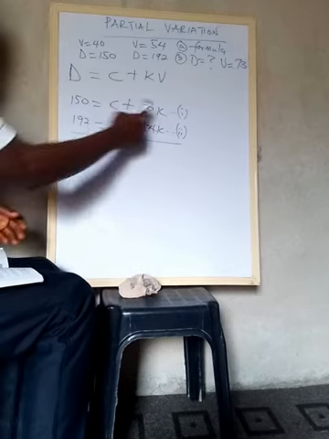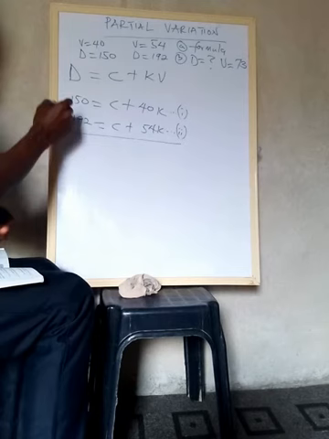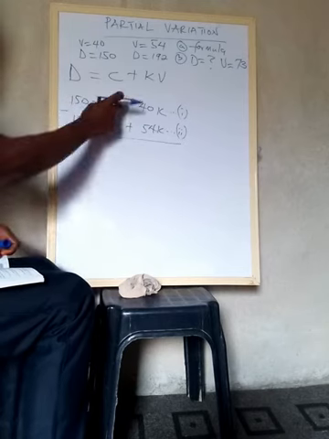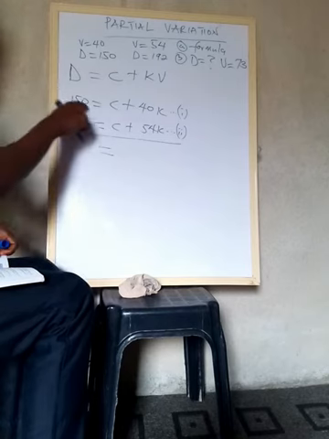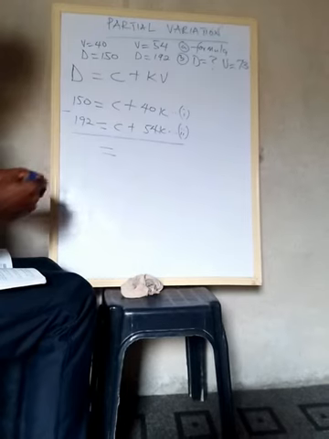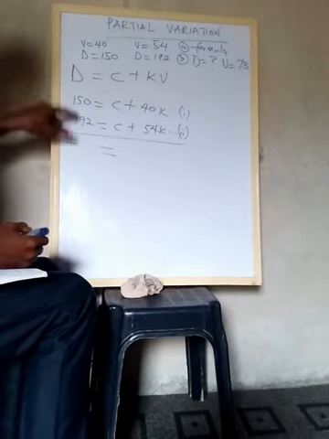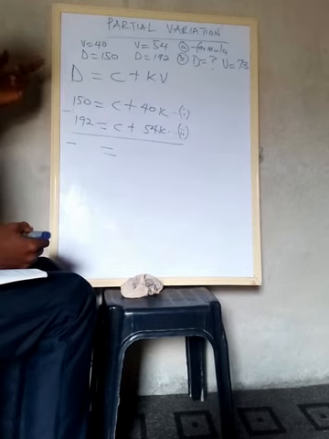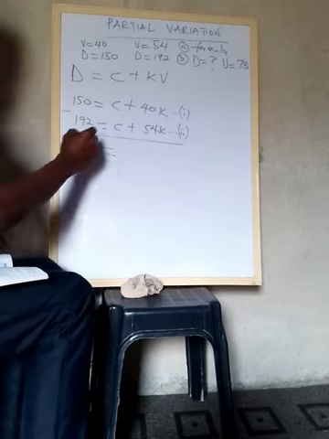We cannot be looking for two things at the same time in one single equation. So I subtract the two equations from each other. C minus C is 0. Put my equality sign. 150 minus 192. 150 is smaller than 192, so it's going to give us a negative value. 192 minus 150 is 42, so 150 minus 192 will give us minus 42.